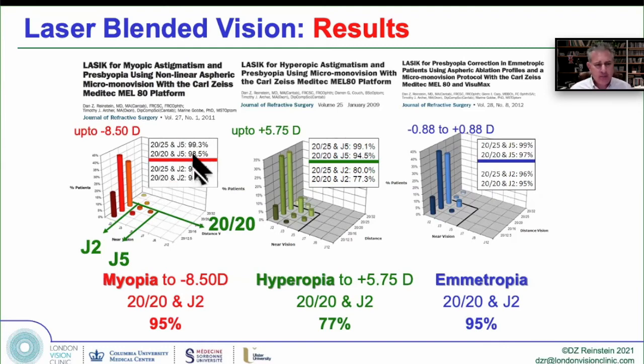98% of patients up to -8, 20/20 J5, and 97% of plano patients, and 95% of hyperopic patients up to +6. So we're taking advantage of this ready-made, beautiful, worldwide recognized procedure called LASIK, and just using clever spherical aberration modulation to be able to get a presbyopic treatment out of people.